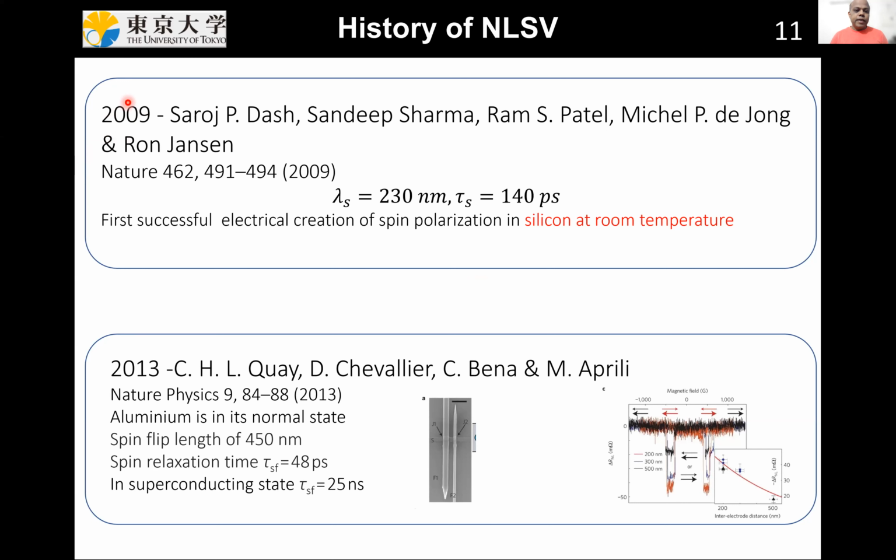In the year 2009, Saroj Das could show that it is also possible to inject spin current into semiconductor silicon at room temperature. And later, in the year 2013, people could inject spin current into superconducting aluminum, and they could see the spin transport inside superconducting aluminum.